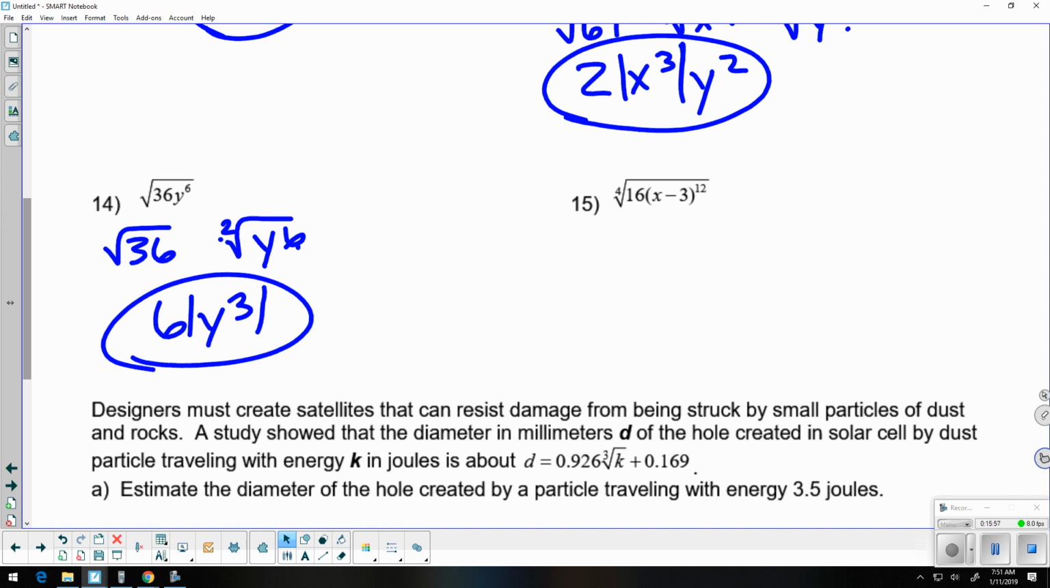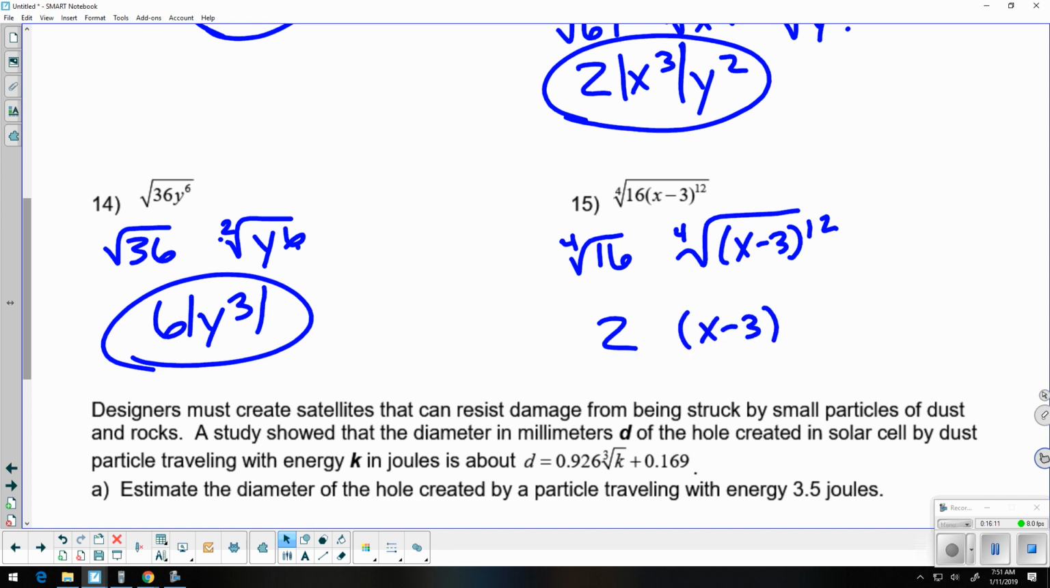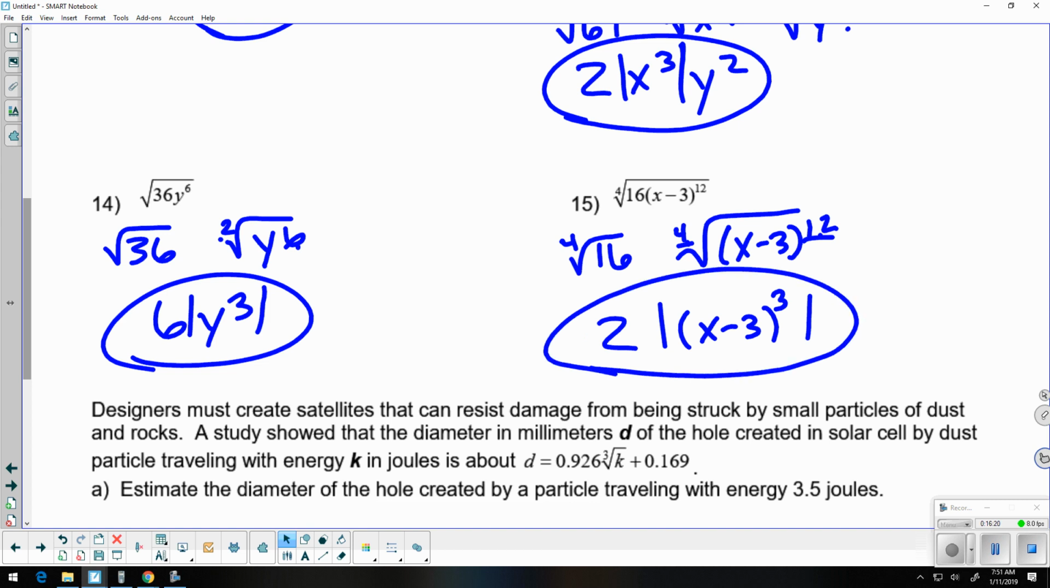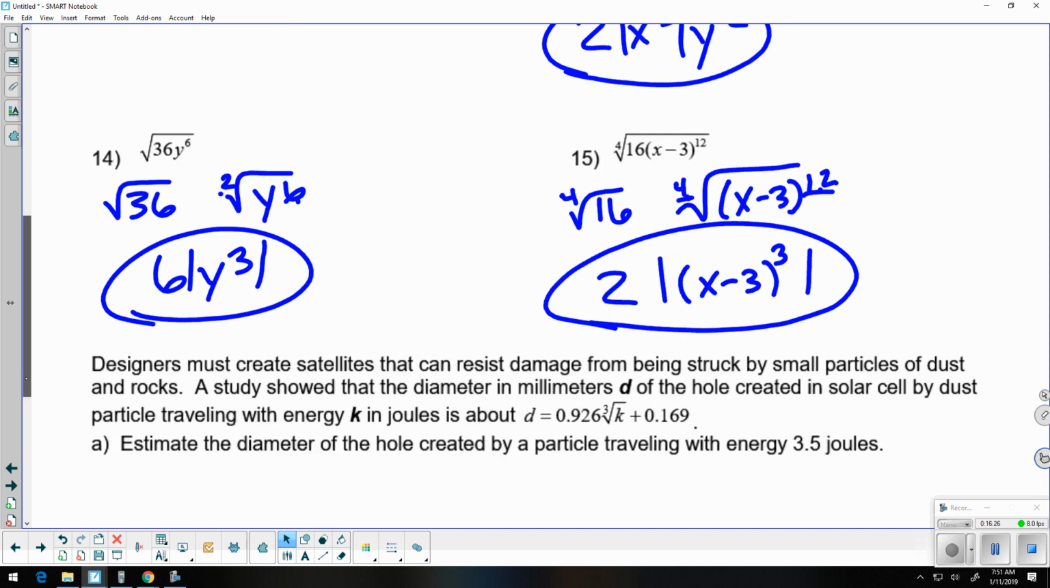And for the last one, we're taking the fourth root of 16, fourth root of x minus 3 to the 12th. So fourth root of 16, I already know that's 2. This quantity now, x minus 3 would be now raised, so 12 divided by 4 is 3, but again, even came out to be odd, so I need absolute value just around the quantity, just around the x minus 3 cubed. All right.